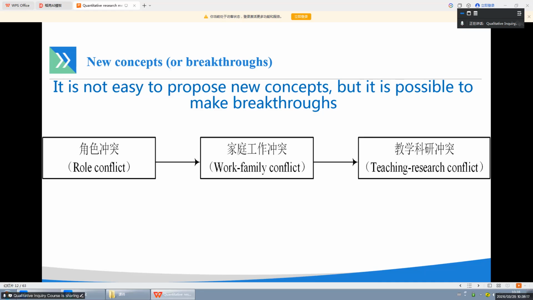Okay, now you see. In many cases, we do not propose totally new concepts, but we move the concept forward. Right? So when you design your study, you may consider these. If I can go deeper into the concept, that is your conceptual contribution. More suitable for the features of this sample. Yeah, that could be your contribution.